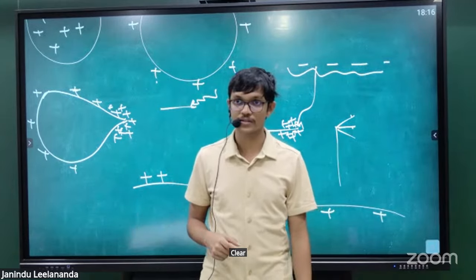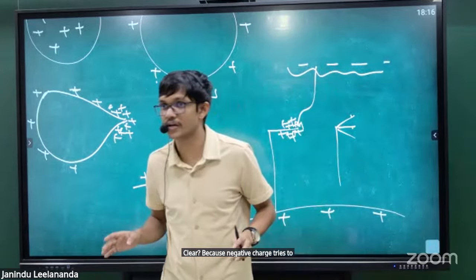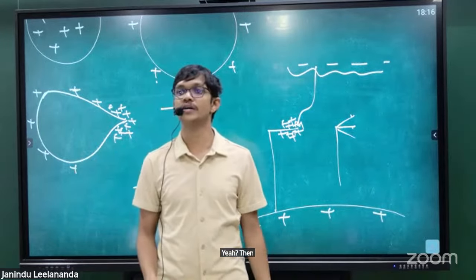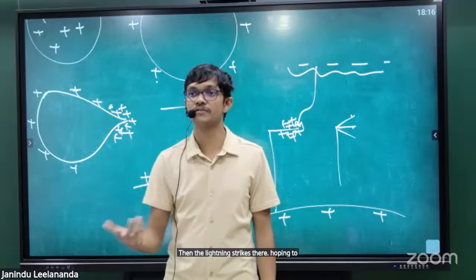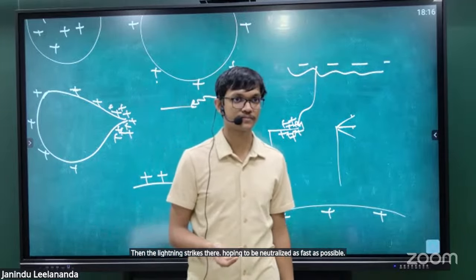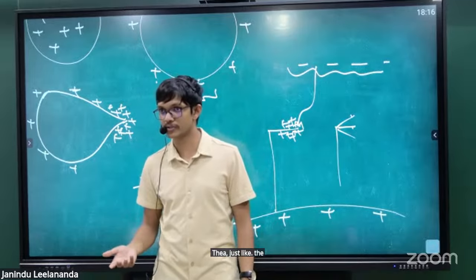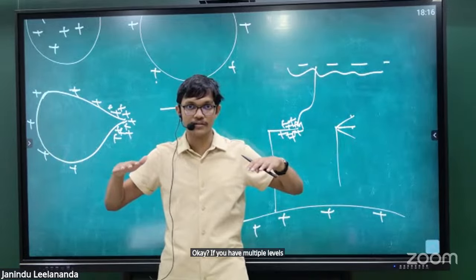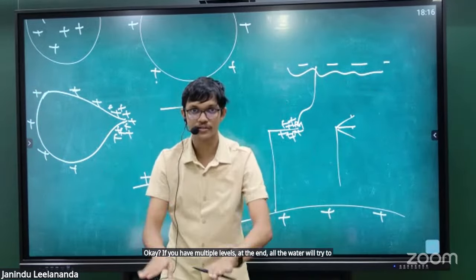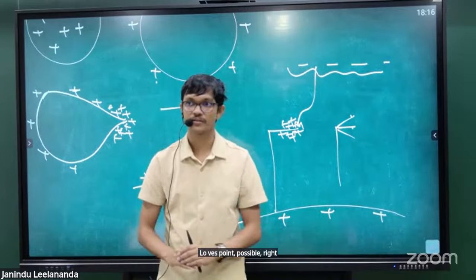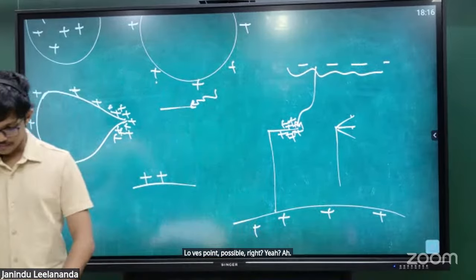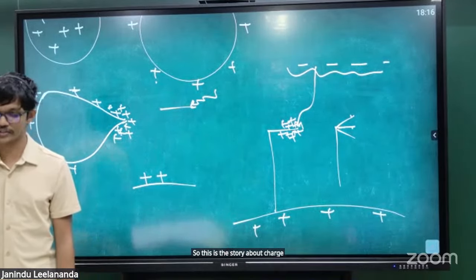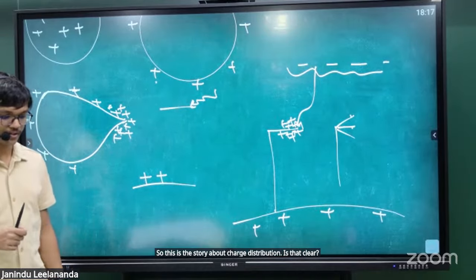Because negative charge tries to figure out where it can find the most amount of positive charge. Then the lightning strikes there, hoping to be neutralized as fast as possible. Just like the water flows to the lowest point. If you have multiple levels, at the end, all the water will try to flow to the lowest point possible, right? So this is the story about charge distribution.